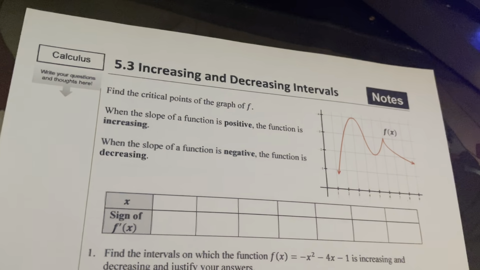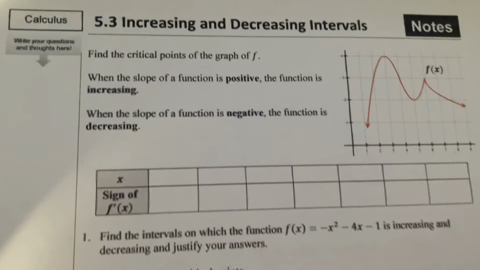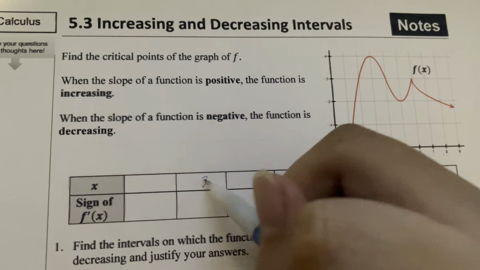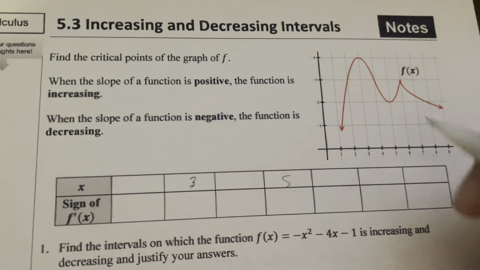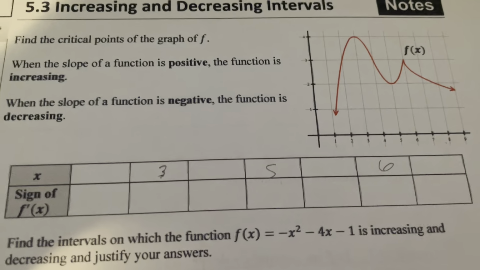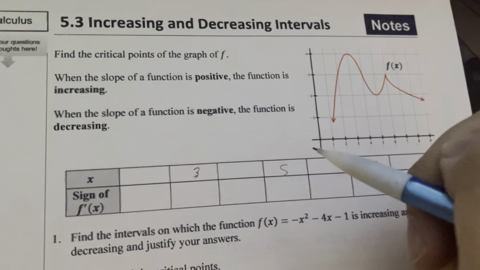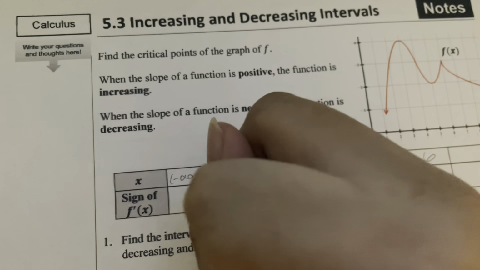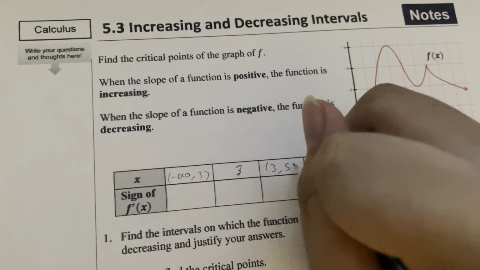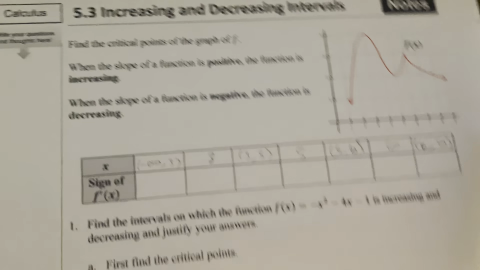So first, we're going to put down all our points with extrema. So right here will be 3, and then 5, and 6. Now you'll notice I put spaces in between each of them, and in between these spaces we'll put the domain of every other number. So negative infinity to 3, 3 to 5, 5 to 6, and 6 to infinity.